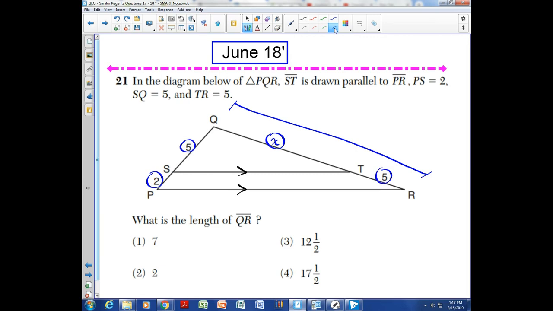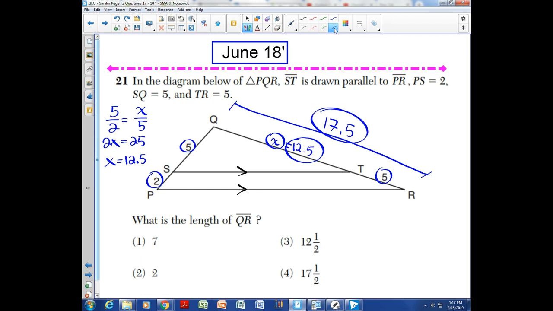on the other side. So I can say that 5 over 2, for example, is equal to x over 5. Cross multiply and get x is equal to 12.5. However, you need to be careful here that x wasn't what they're asking me for. But now that I have my 12.5, and I know that this is 5, I can add them up to get QR, which will be 12.5 plus 5, which will be 17.5, which is my ultimate answer. And 17.5 is the same as 17 and a half.